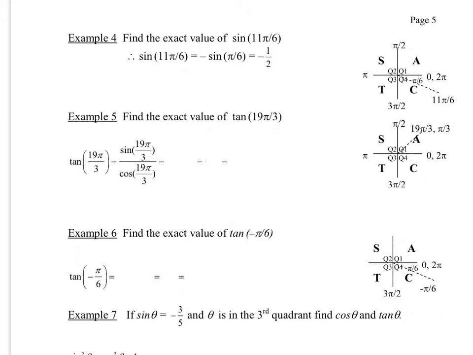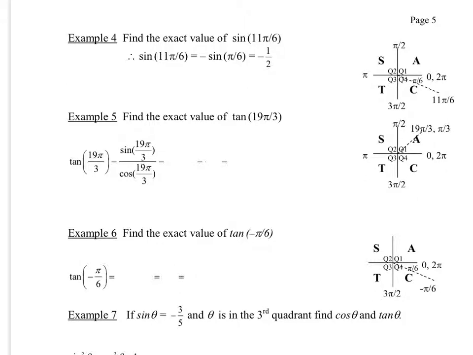In example 5, we're asked this time for the tangent of 19 pi over 3. Now, 19 pi over 3 is a little bit difficult to think about. But if you imagine a rotation is 2 pi, and 2 pi is the same as 6 pi over 3. So if we go 6 pi over 3, 12 pi over 3, 18 pi over 3, then we just have another pi over 3 to add on to get up here. So this 19 pi over 3 is really just the same as pi over 3.